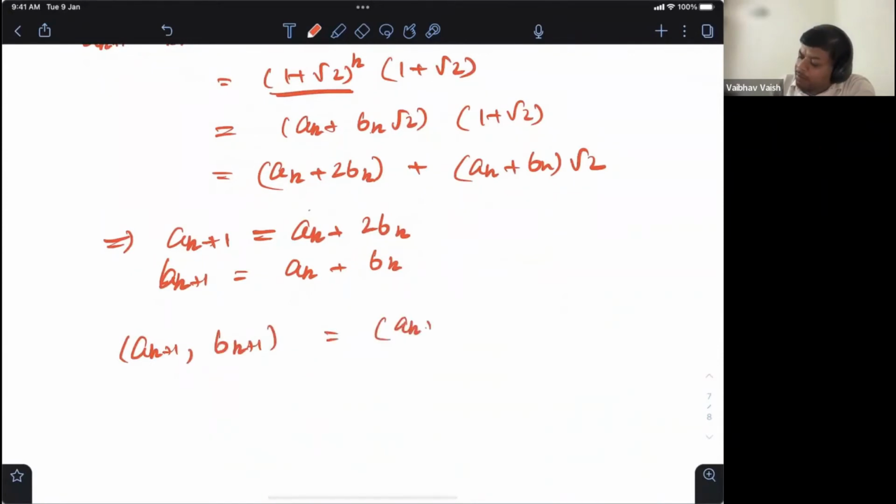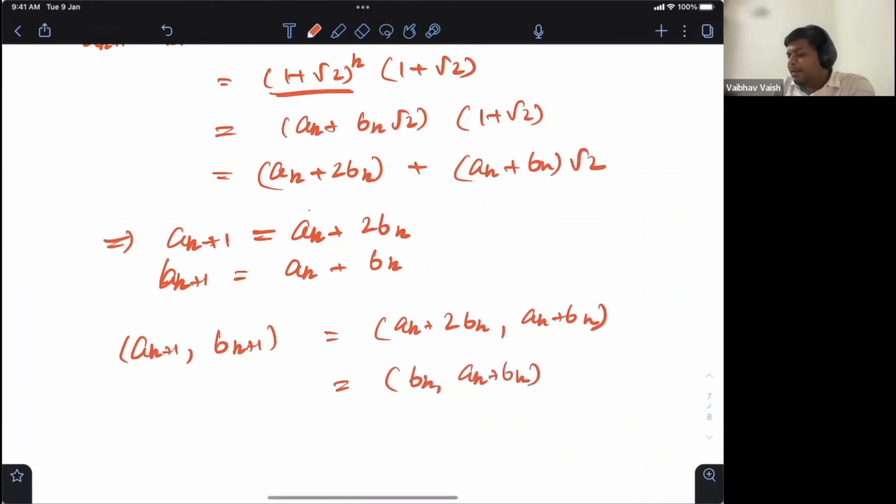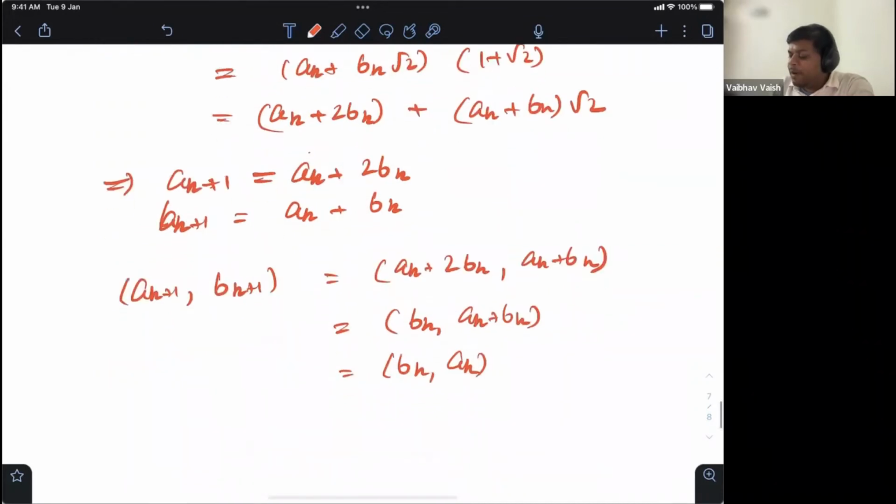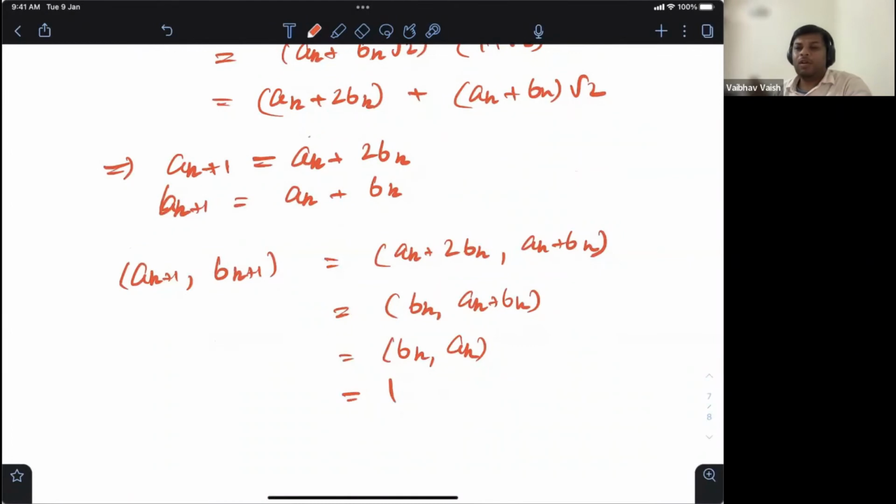This is GCD of ak plus 2bk, comma ak plus bk. Now I'm allowed to subtract. So I subtract the second term from the first term, and I get bk comma ak plus bk. Then I subtract the first term from the second term, so I get bk comma ak, which by the induction hypothesis is just 1. Once you get the idea that it is induction, Euclid's algorithm, allowing you to play with the GCD quickly, leads to the solution.